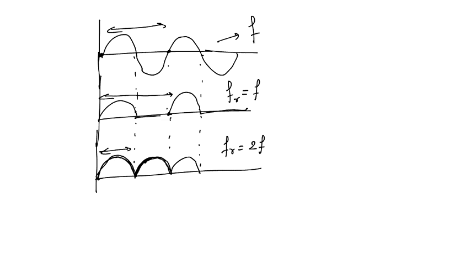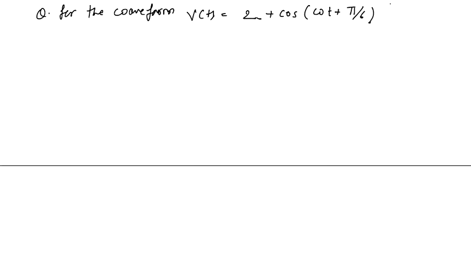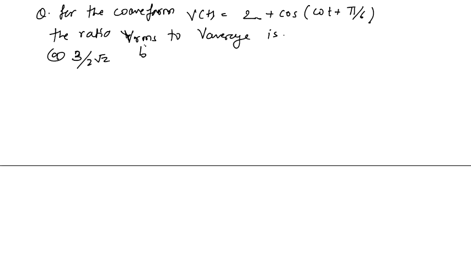Now one example. For the waveform v of t equal to 2 plus cos of omega t plus pi by 6, the ratio VRMS to V average is, options are 3 by 2 root 2, pi, root 3 by 2, and pi by 2.